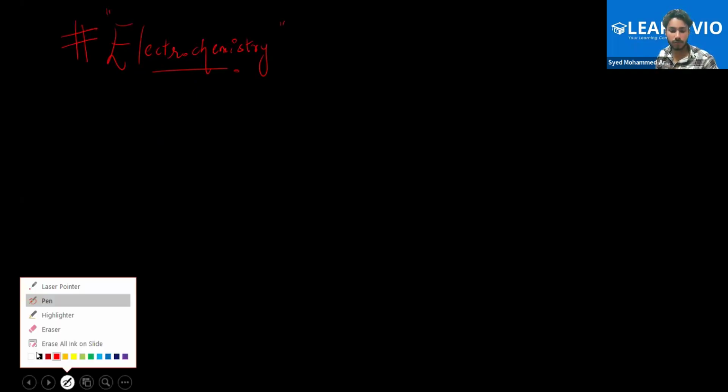So the next chapter would be electrochemistry, and this is the last chapter of the physical chemistry of class 12. So basically, this is the chapter which is based on electrochemical reactions. What do you mean by electrochemical reactions, and what is electrochemistry? Let's segregate this term. Electro is for the flow of charges.